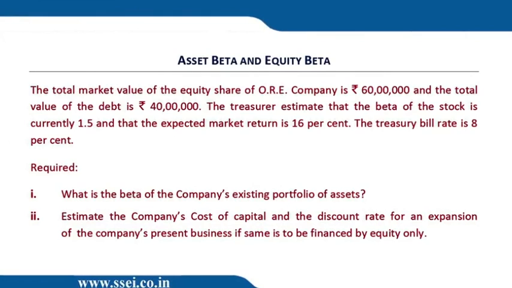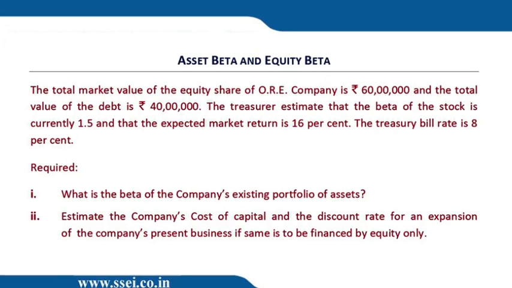So let's come to question number 10. Now this is a very simple sum. Asset beta, equity beta. You know asset beta means the unlevered beta, that means weighted average of equity and debt, while equity beta is the levered beta. Asset beta means only business risk. Equity beta means business risk plus financial risk. Imagine the balance sheet. They are saying the total market value of equity is 60 lakh on the liability side. Total value of debt is 40 lakhs. Total balance sheet is 1 crore.